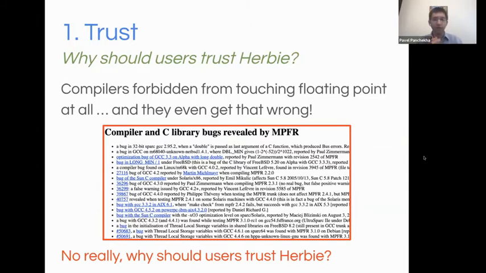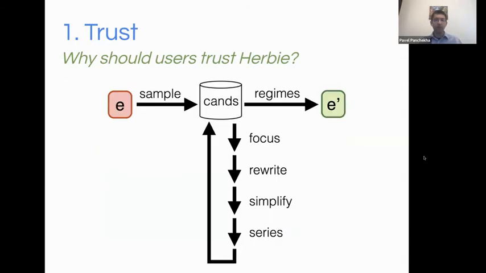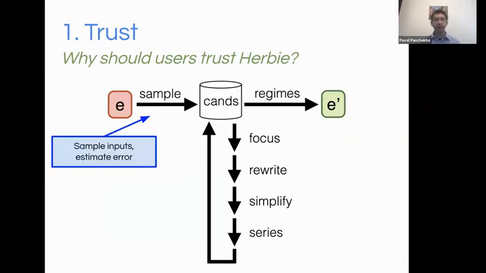Why should users trust this tool that two folks they don't know about have written? Well, to begin with, why do Zach and I trust Herbie? And, as developers of the tool, of course, sometimes we don't, but we do have some belief that the tool does the right thing. So why do we trust it? Well, we trust it because we know how it works. At a high level, Herbie's got three stages.